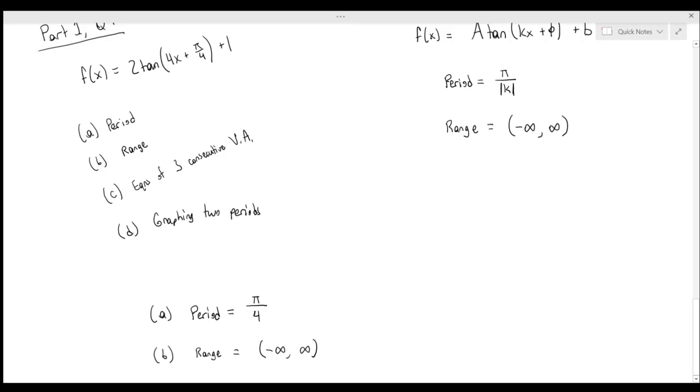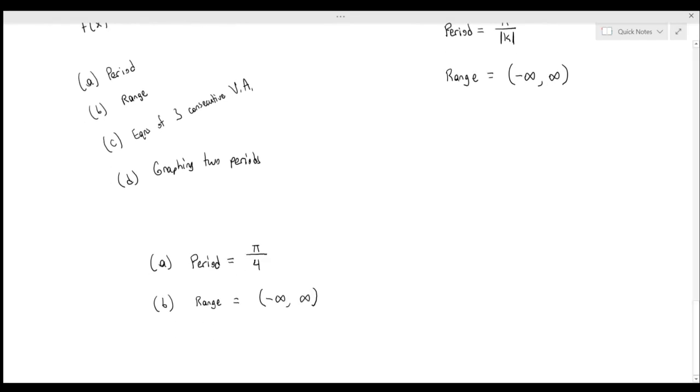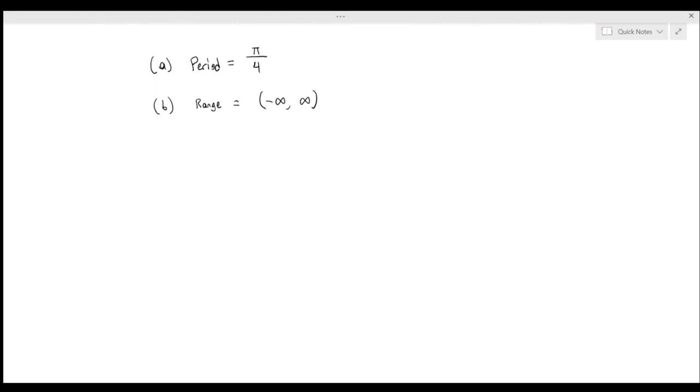All right, and then let's talk about parts C and D. So trying to graph our function and also finding these vertical asymptotes in the process. The way I'm going to do this is similar to what I did in the previous question. I'm going to start by making a table, and I'm going to start with the expression inside of the tangent function.